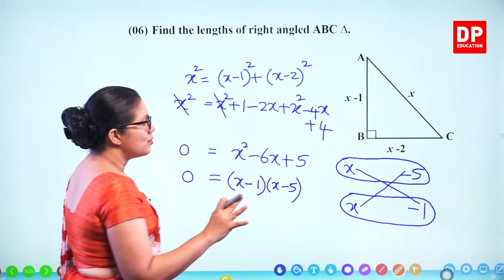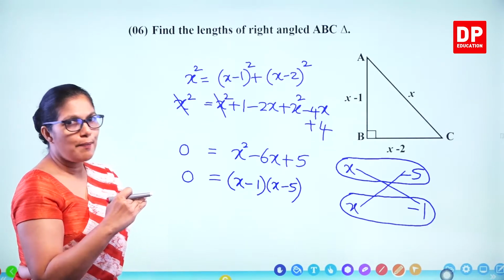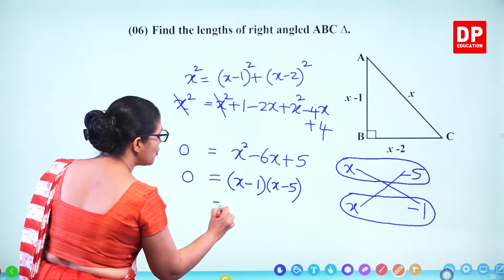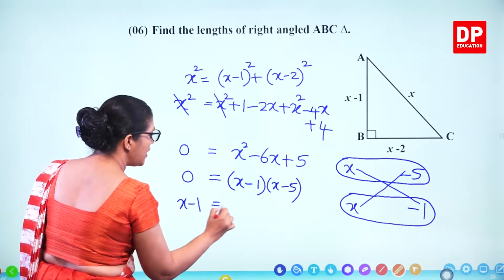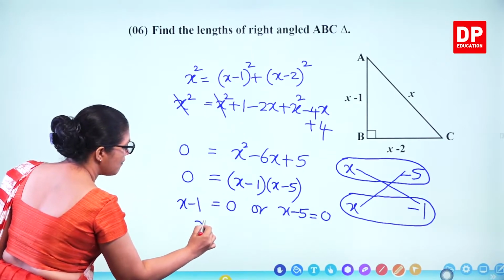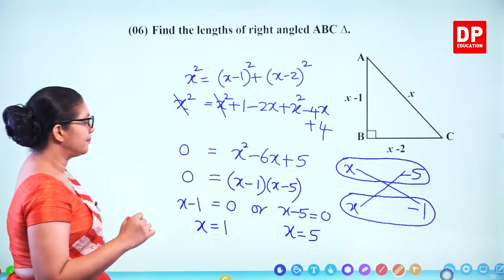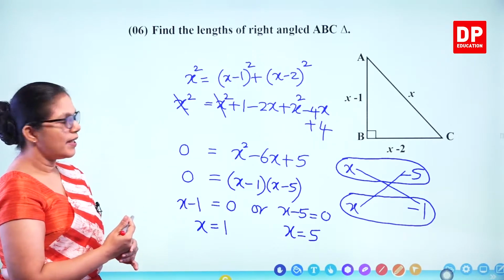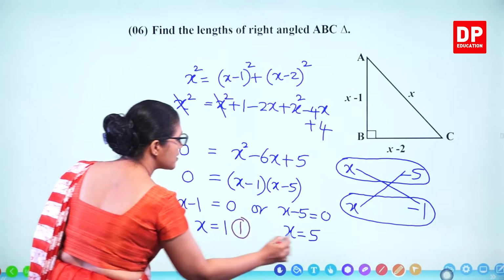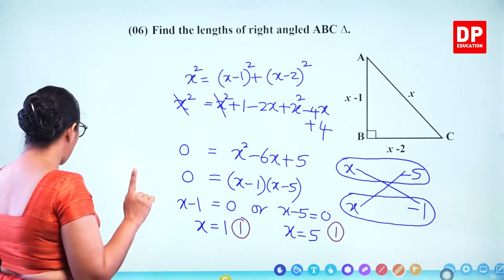If you can't do it straight away, you have to split the middle term into 2 terms and do it step by step. And you are getting the same factors. The product is equal to 0. That means either x minus 1 equals 0 or x minus 5 equals 0. So what are the values? x equals 1 or x equals 5. So those are the 2 values. So you get 2 marks for this. 1 mark for this factor and 1 mark here. But that's not the final answer. You can't get marks here.